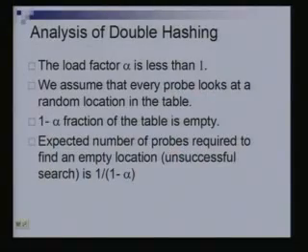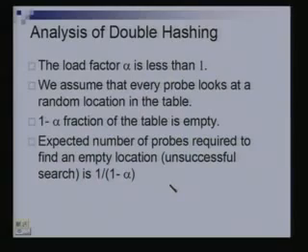Yeah, because the first time, with 9/10 probability, I will get to an occupied location, and so on and on. So roughly after 10 trials I will hit an empty location because only 1/10 of the table is empty. So if 1 minus alpha fraction of the table is empty, then in an expected sense 1 over 1 minus alpha probes are required before I hit an empty location and declare it to be an unsuccessful search. So this is the expected number of probes required for an unsuccessful search.